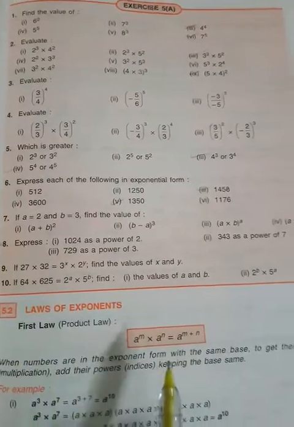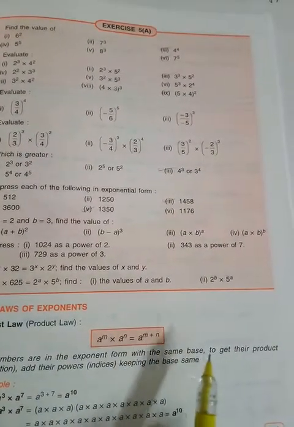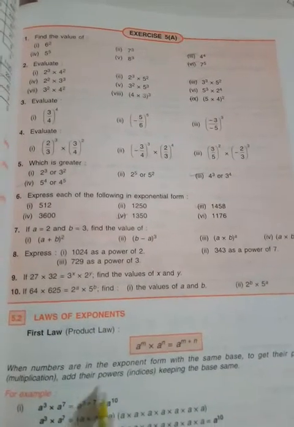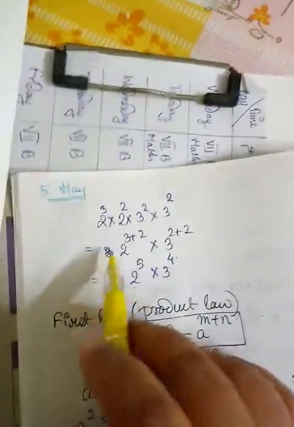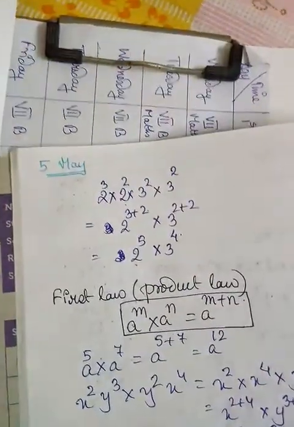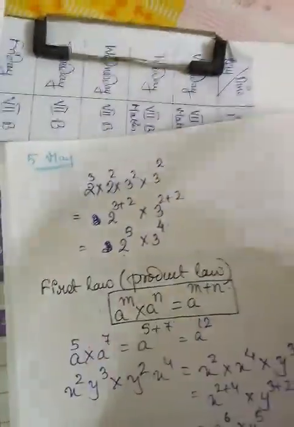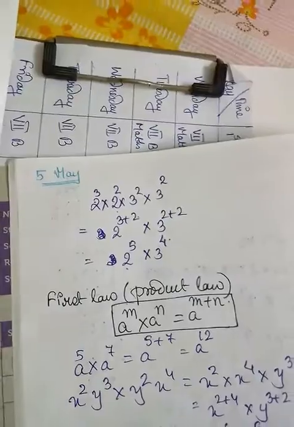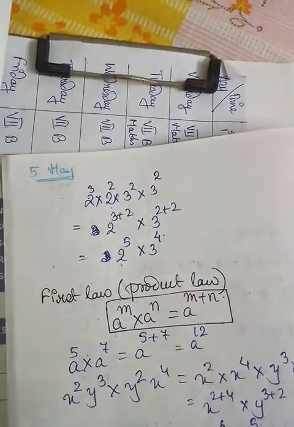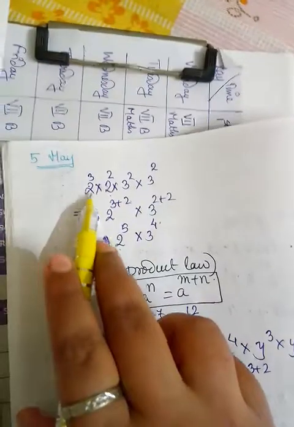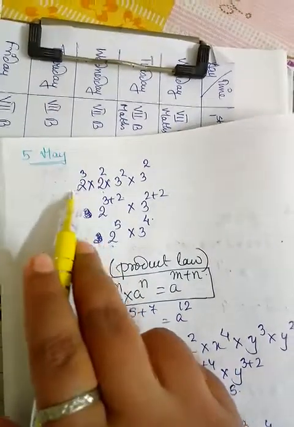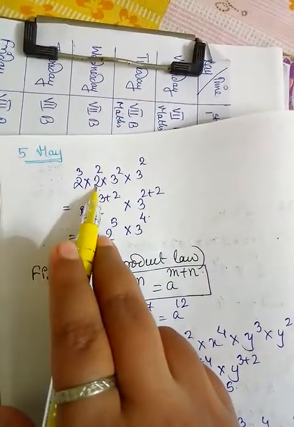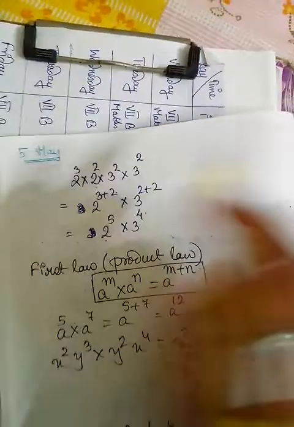As you can see, it has been stated, when numbers are in the exponent form with the same base, to get their product, add their powers keeping their bases same. That is what I mean to say. Whatever exponents we are going to study now will be purely based upon multiplication and division. These questions will not be in the form of addition. Like you can see here, the numbers are getting multiplied. So whenever the two numbers have the same base, their powers will get added up.